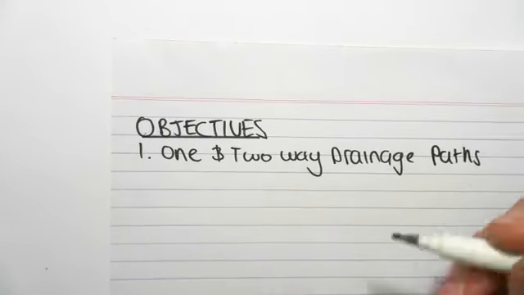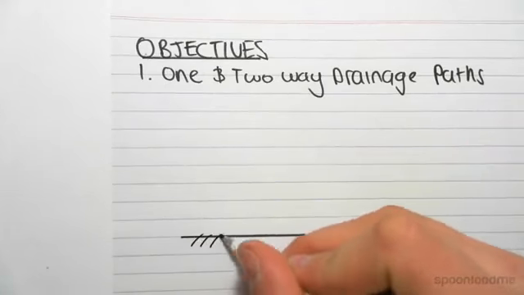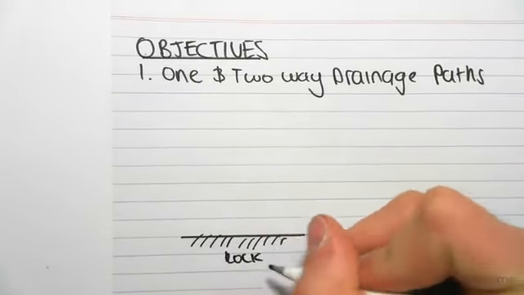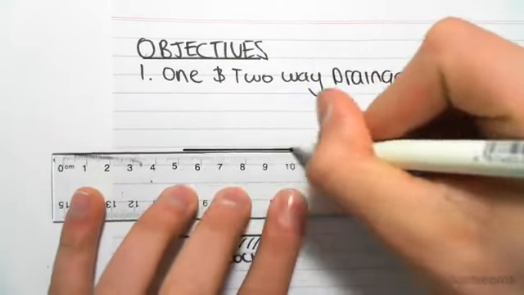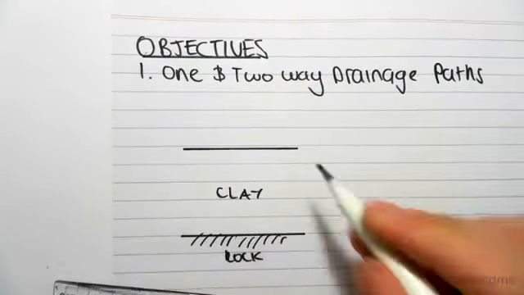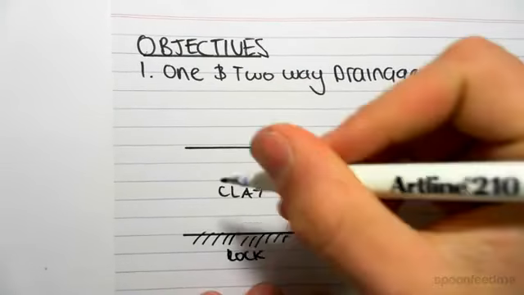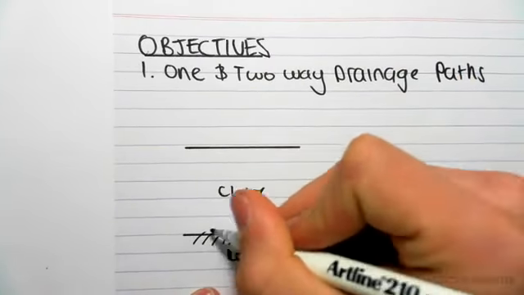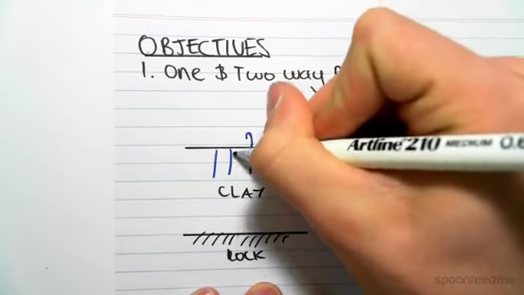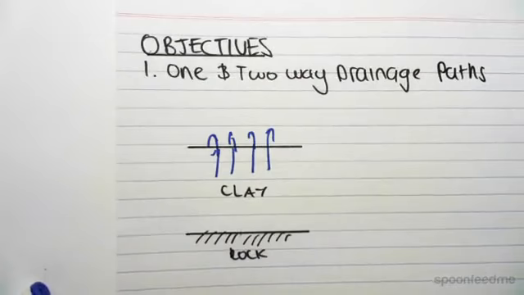So if we were to discuss one-way drainage first, say we had an impermeable layer, so let's make this an impermeable rock, and then we had a clay, this is a clay layer, and this is just open to the air, right? So the excess pore water pressure cannot escape through the rock because that's impermeable. It can only go up through the clay, through the surface where the air is.